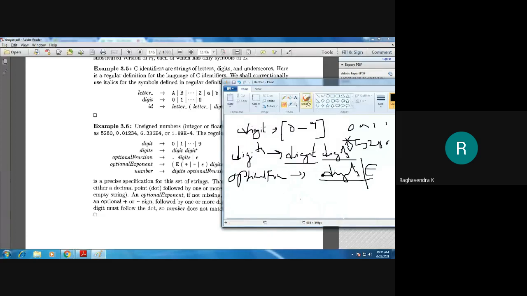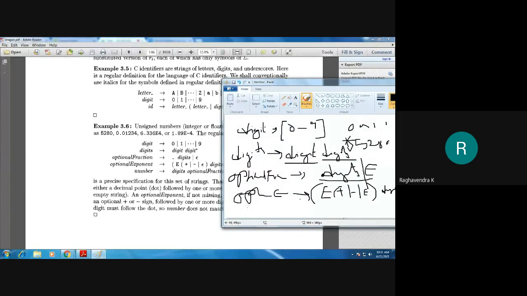Now let us check optional exponent. Exponent means the E part. So how can we write a regular expression for that? It should be E. Then E should be followed by either plus or minus. It may be there or may not be there. For example, I can write E plus 4, or I can write E minus 4, or I can write E4 also, as it has been written in the third case here. But that has to be followed by some digits. So we'll write that.